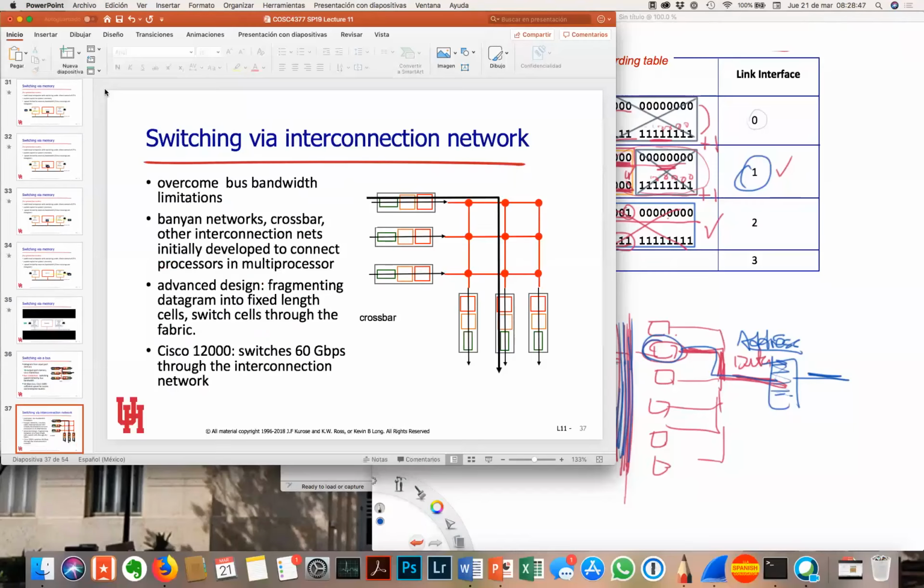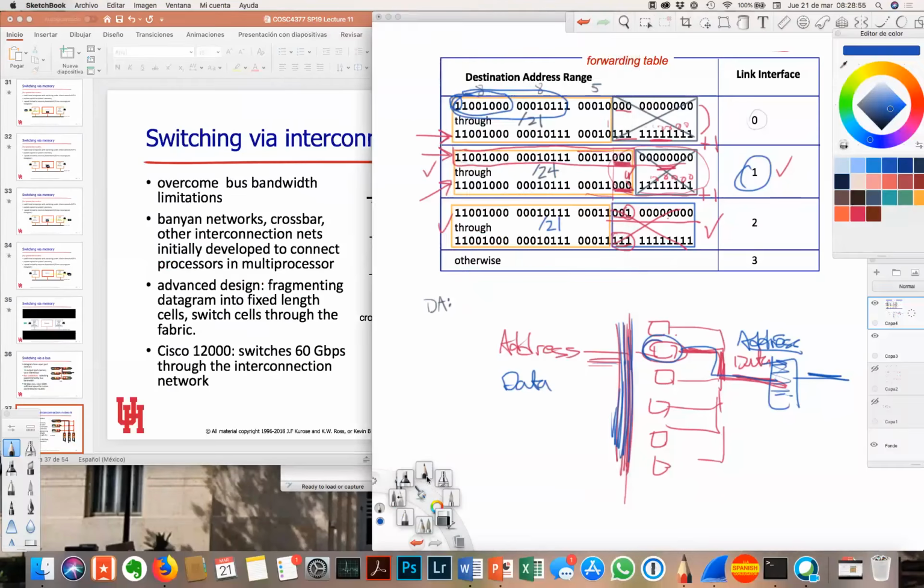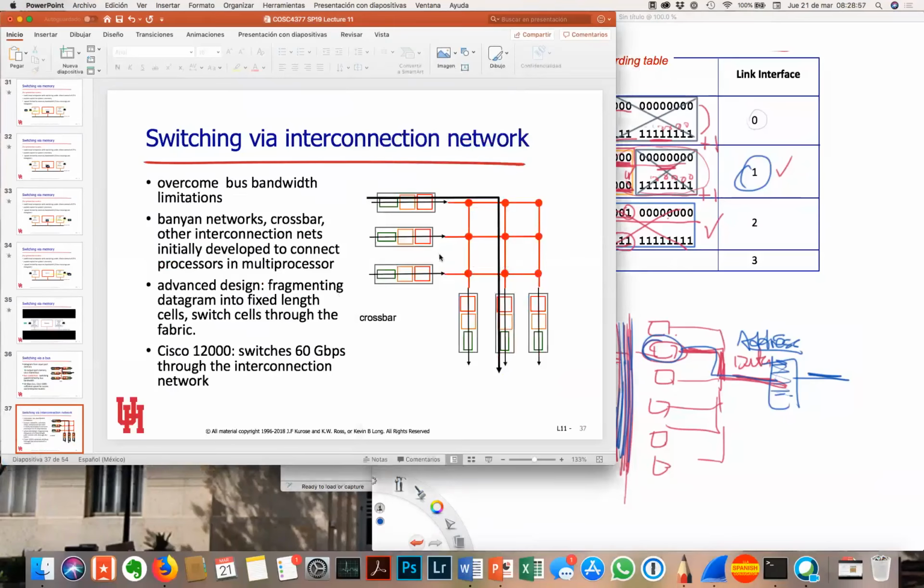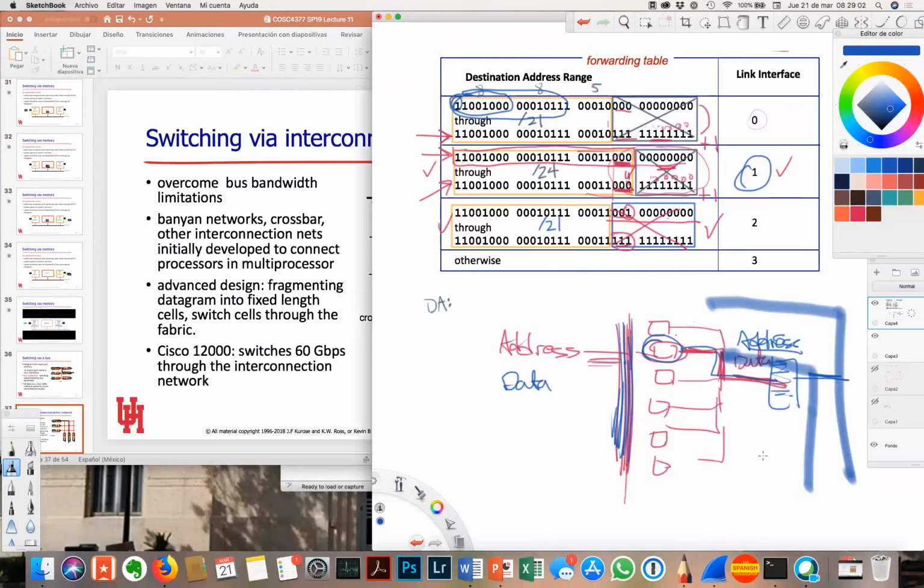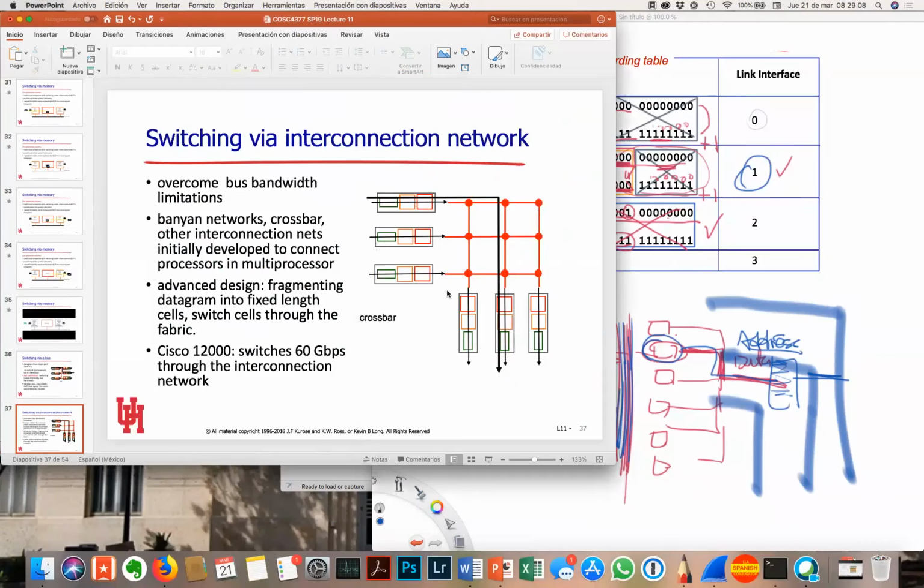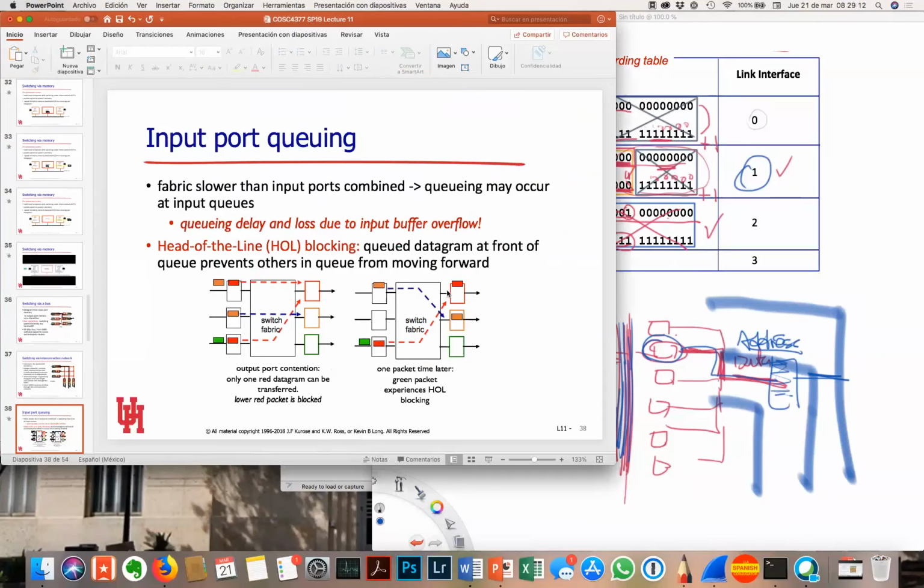Then there's an interconnection network where sometimes combinations of transmissions can happen. So I can see a couple here, for example, where I may be able to run something from A to B at the same time I'm running C to D, et cetera, because they don't touch each other. So you can imagine that going on in this diagram here. And the Cisco 12000 implements this type of switch. It can do 60 billion bits a second.